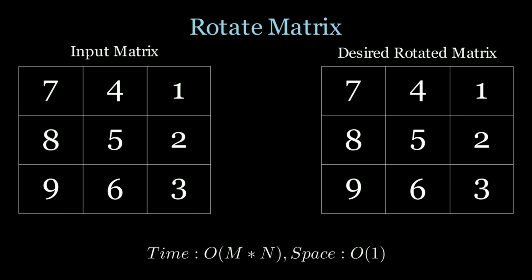Now, what's the time complexity of this? The time is O of m times n. We have to scan through every single element in the array, in this case twice, once to transpose it, and then another time to reverse each of the rows. The space complexity is O of 1 because we're doing this in place on the input matrix.